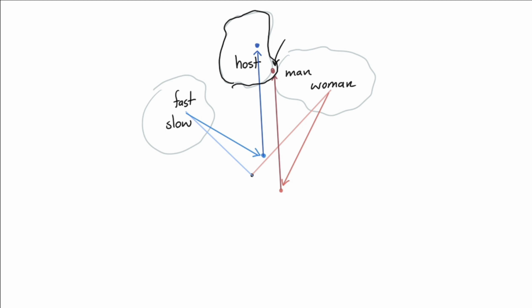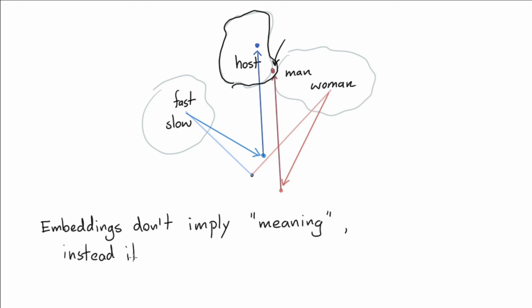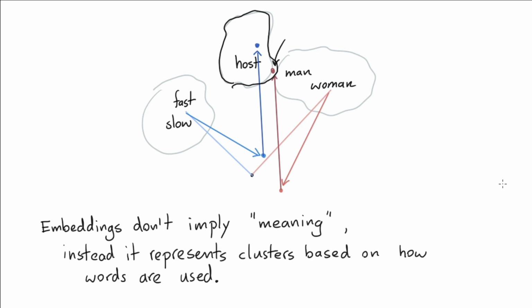What we really have to remember here is that embeddings don't imply meaning. Instead, they represent clusters based on how words are used. And perhaps the best argument for this is fast and slow. They are opposites of each other, but they exist in the same cluster because they are used in similar ways, namely to explain how fast something is going. And to then assume that you can just use arithmetic on those embeddings and expect consistent results, that's just a bit of a stretch. And if nothing else, on the fastText embeddings, it's been proven to be fairly easy to confirm that they don't hold in general.